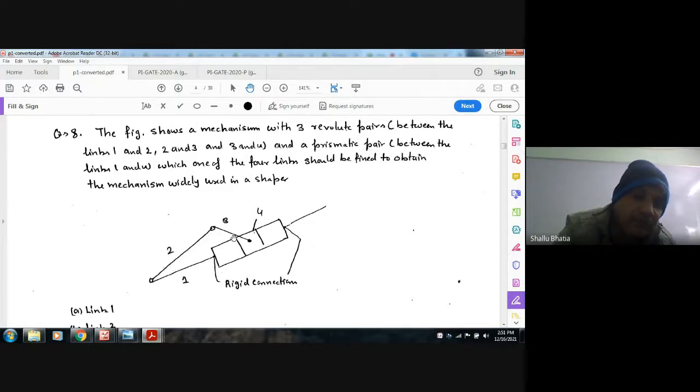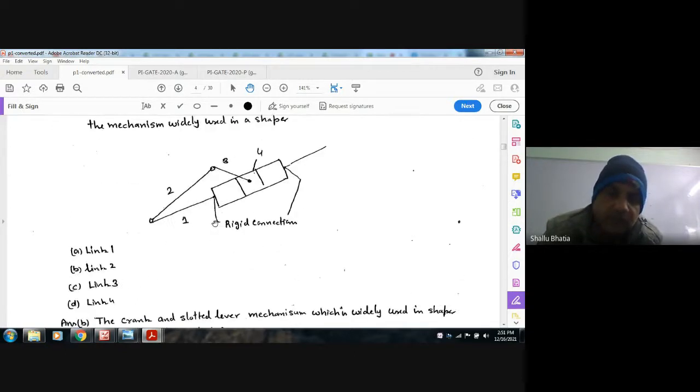Whereas there is another mechanism used in Shaper, that is Whitworth quick return mechanism, but that mechanism is not widely used. For the Whitworth quick return mechanism, link 3 is fixed. So answer is link 2.